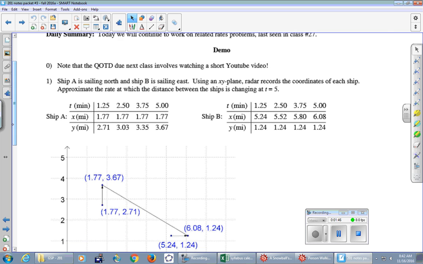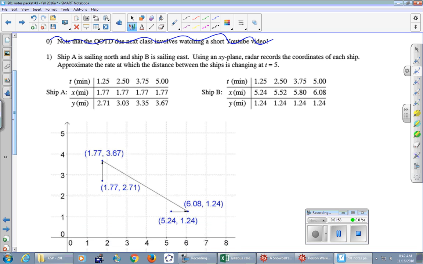First thing to do, take this number 0 and put a big old line through it. That should not be there. Cross that off. And let's take a look at the one problem we're going to do together. Number 1 says: ship A is sailing north and ship B is sailing east. Using an XY plane, radar records the coordinates of each ship. Approximate the rate at which the distance between the ships is changing at t equals 5.